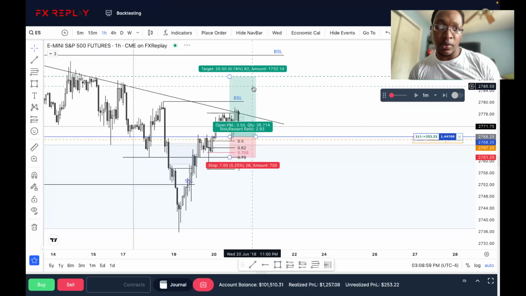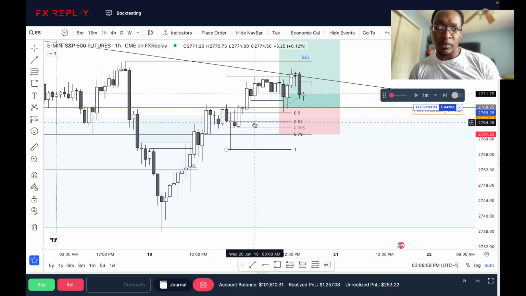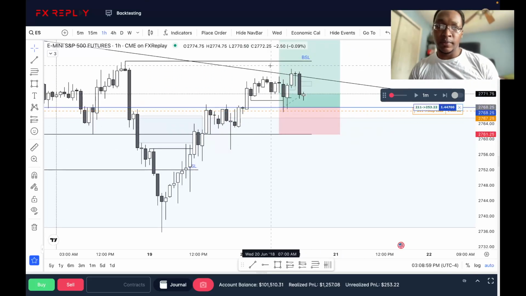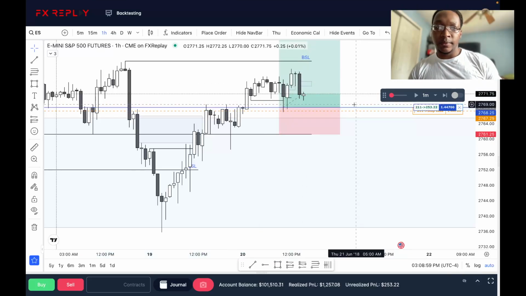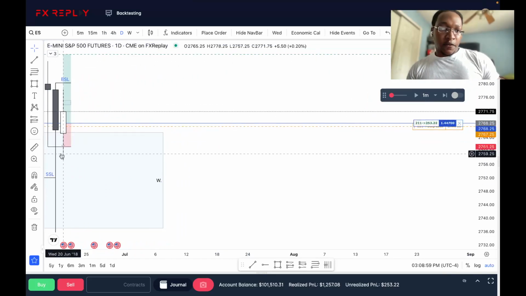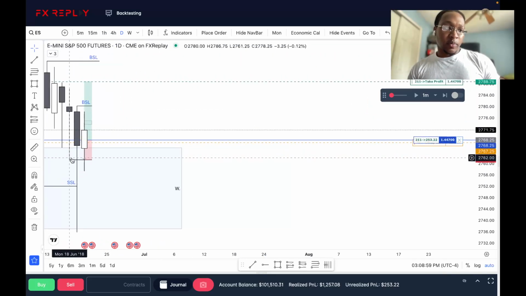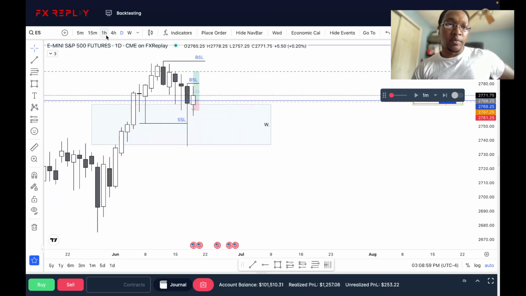Let's jump up to hourly, see what's going on. Let's take this fib off. Take this trend line off. I'd like for price to continue pushing higher for buy side. May or may not get that.